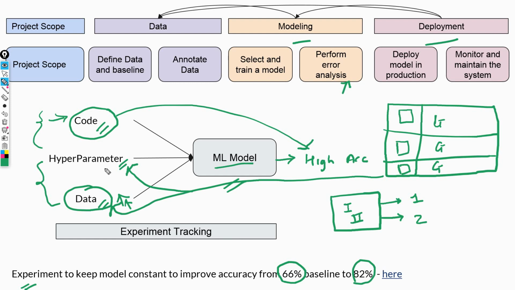For all of these things, for example code, data, and hyperparameters, you might want to keep track to make it reproducible. There are different tools which can help you to do that, something like Weights and Biases or TensorBoard. Both of these tools provide not just code, hyperparameter, and data tracking, but also help you to perform error analysis.